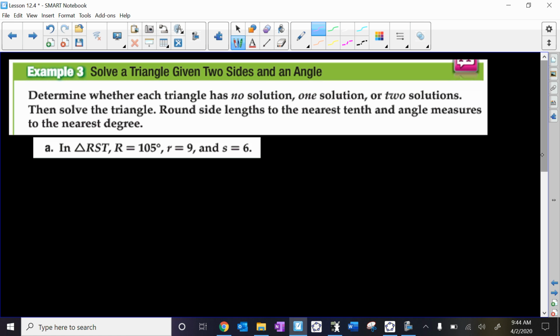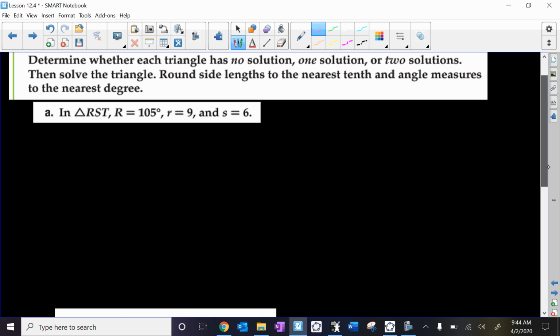So starting with letter A, we first need to determine how many triangles we are dealing with. In my triangle, I'm given an angle measure of 105. So I know I'm dealing with an obtuse scenario. I'm going to try and draw my triangle like this because I don't know if I really have one yet. But I do know that my angle measure down here is 105. The side length across has to be 9 because capital R goes with lowercase r across from the side. And then the other side length S, that's 6. So this would be the angle measure T, and S would be somewhere down here if we make a triangle.